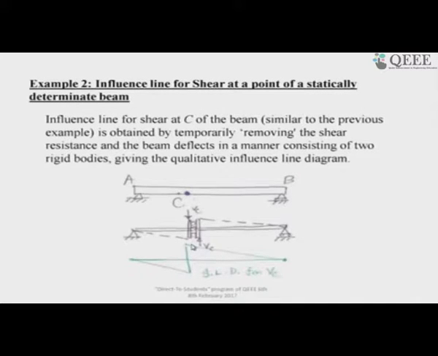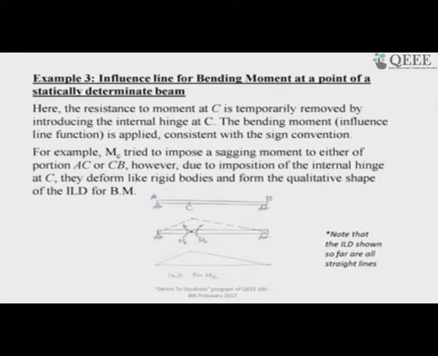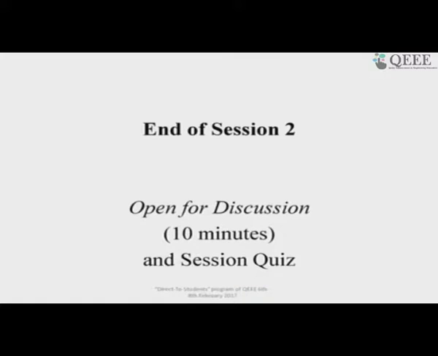Now, this is the influence line diagram for shear. If you release the shear capacity of the beam, if you destroy the shear capacity of the beam and then load the beam with the pair of shear forces, you get a shape which is similar to the influence line diagram of the shear force at that particular section. And similarly, for the moment, you destroy the moment capacity by an internal hinge and then apply the moments, and you get the shape of the two rigid bodies connected here like this, and that is the influence line of the bending moment at that section.